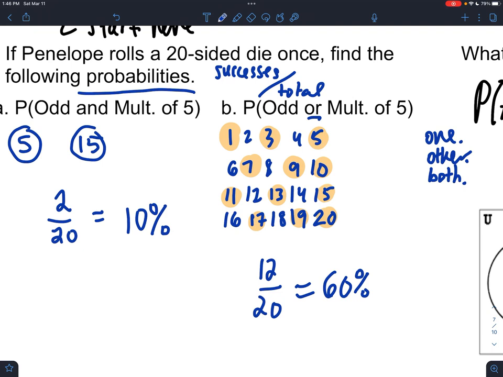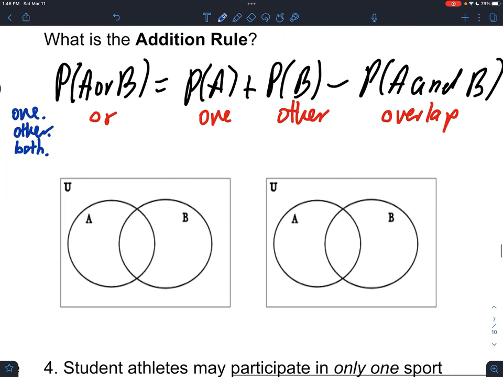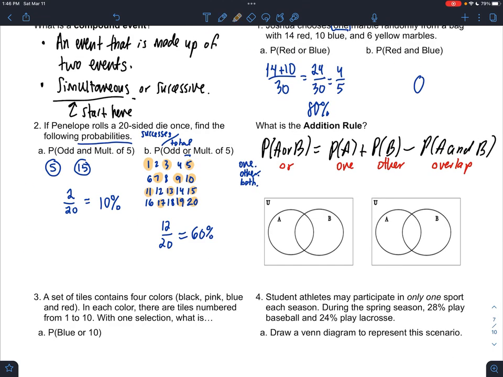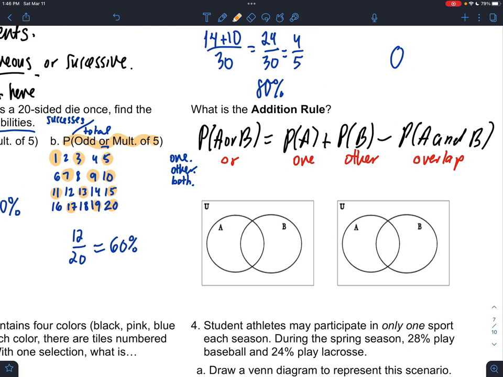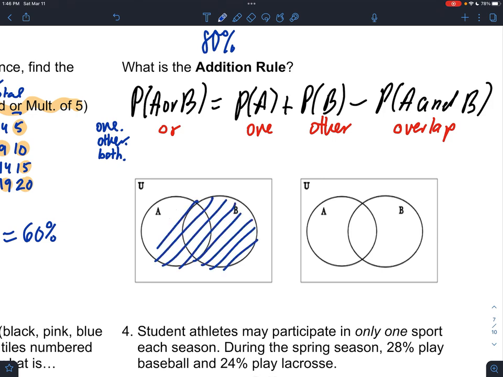So all those yellow numbers there, they're successes. So we take that over the total, and then that's our probability. Okay. But we also have this rule that's really helpful, this formula called the addition rule. And the addition rule says that if you want to find or, like we just did right here, you can do the probability of one of the events happening plus the probability of the other event happening minus any overlap. So or looks like this. This is considered A or B. And this is considered A and B.